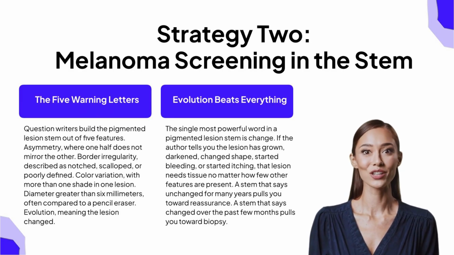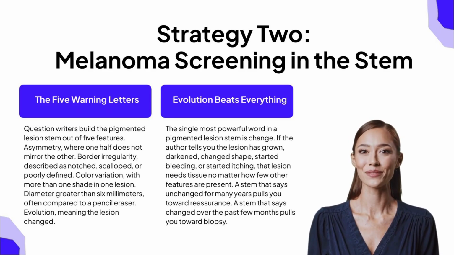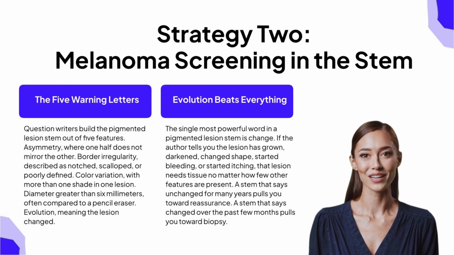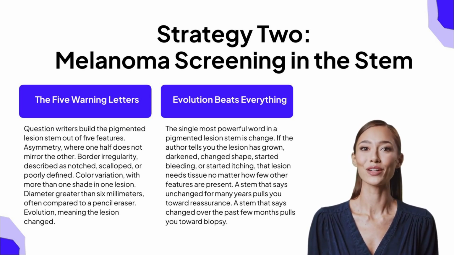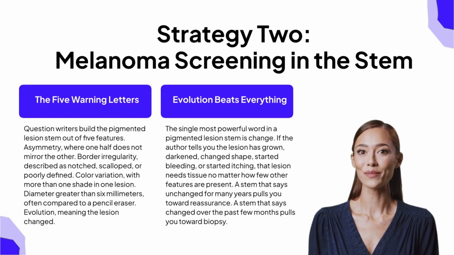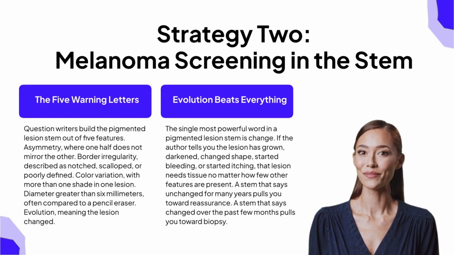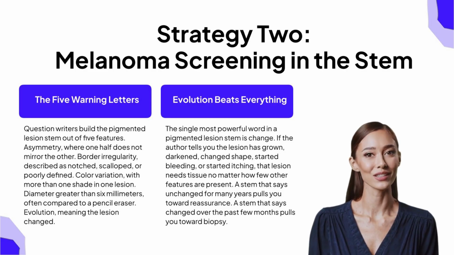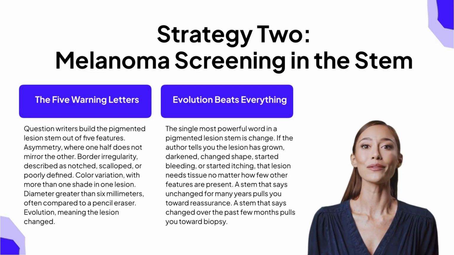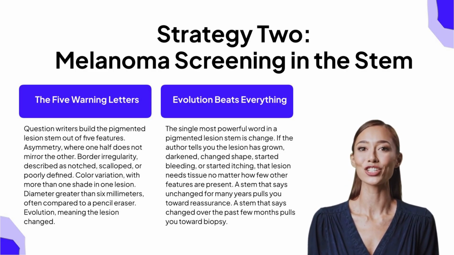Strategy 2 is melanoma screening as it appears inside a stem. 5 features. Asymmetry, where the halves would not match. Border irregularity, described as notched, scalloped, or poorly defined. Color variation, multiple shades within one lesion. Diameter over 6 mm, often compared to a pencil eraser. And evolution, meaning it changed.